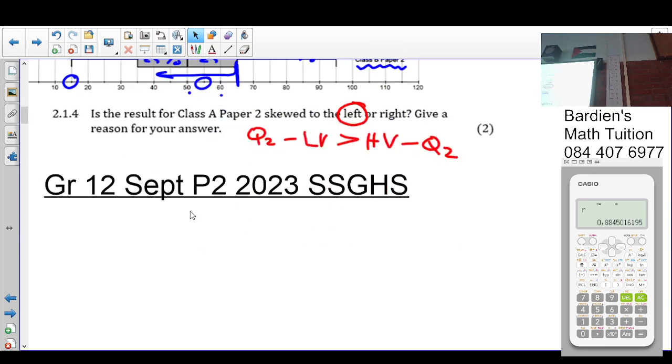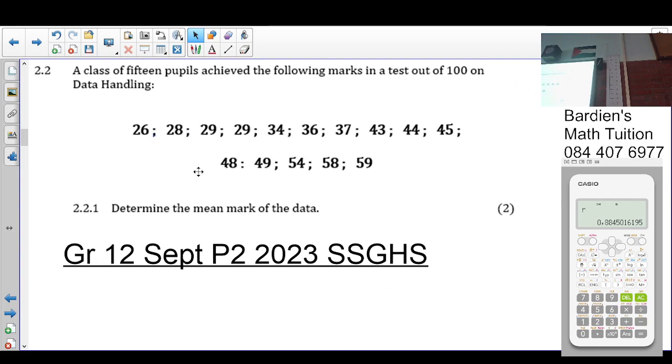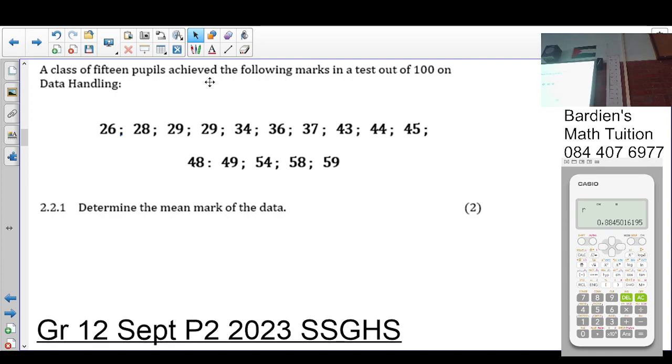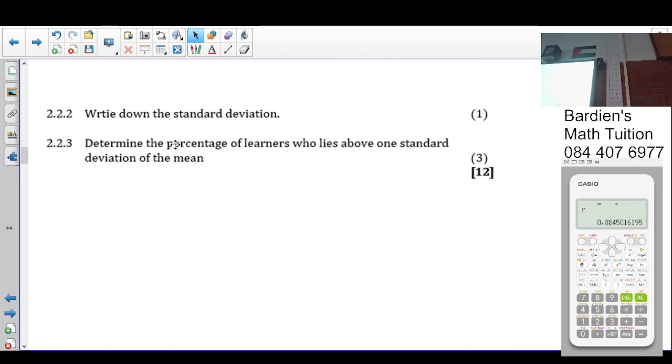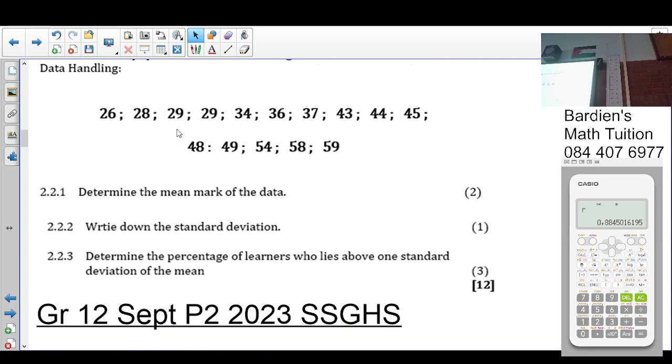Question 2.2 now. We are told that a class of 15 pupils achieve the following marks in a test out of 100. Determine the mean mark for this data. The next question deals with your standard deviation, so it's going to make more sense just to enter it into the calculator, not so.